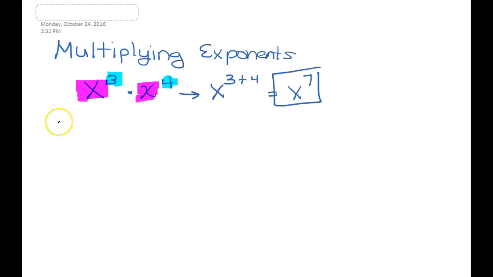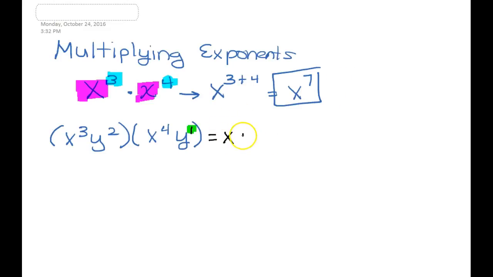So sometimes you'll see things where, for example, we're in parentheses, x to the third, y squared, times x to the fourth, and y. First of all, I want you to remember there's an invisible little number right here. Do you guys remember what that number is? Good, it's 1. So now the way I'm going to rewrite this, because it's the same principle that we just did, what are our two bases? X and y. Good. So I'm going to write those out.